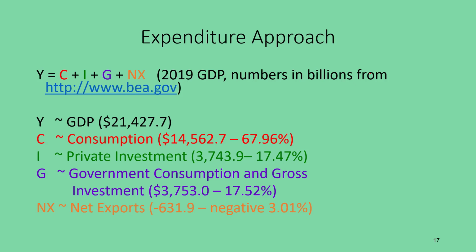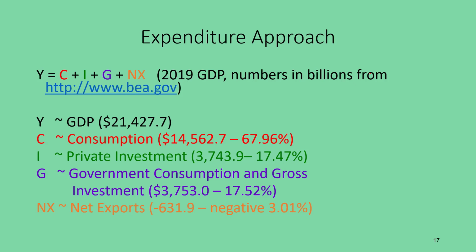And then net exports, which are exports minus imports, is actually negative because we import more than we export here in the United States. That's a negative $631,900,000,000, so about negative 3%. On average, net exports is usually fairly small and negative. So you combine consumption, investment, government expenditures, and net exports together, and you get the total GDP.